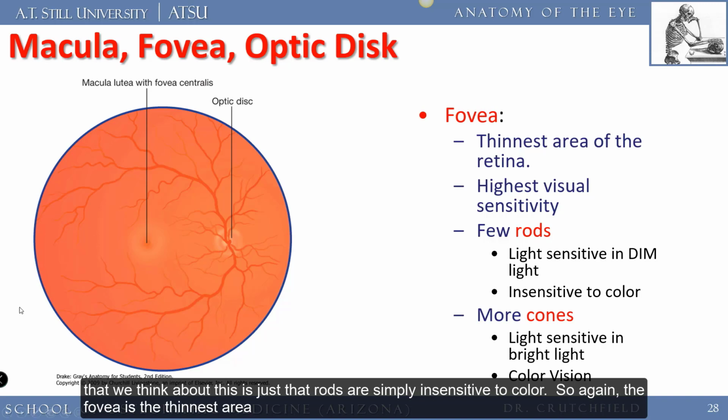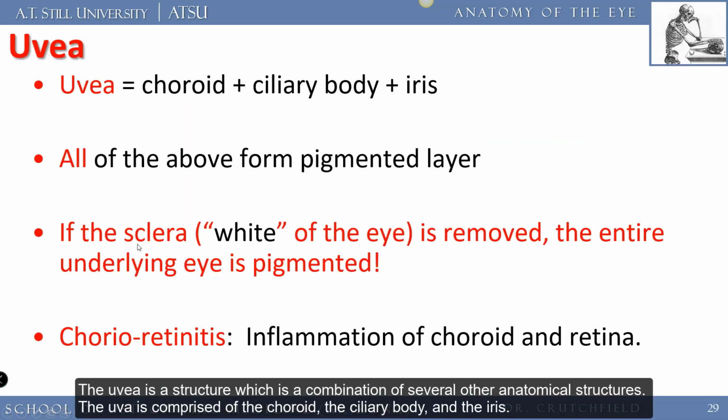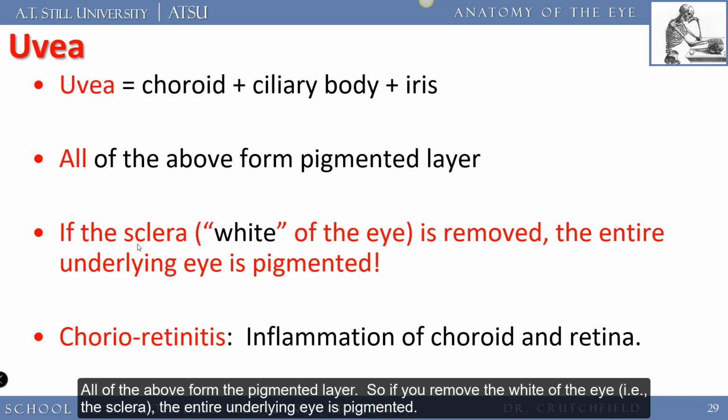So again, the fovea is the thinnest area. It's not covered or crossed by any nerve fibers. It has very few rods and more cones, which allows us to see in color. The uvea is a structure which is a combination of several other anatomical structures. The uvea is made up of the choroid, the ciliary body, and the iris. All of the above form the pigmented layer.